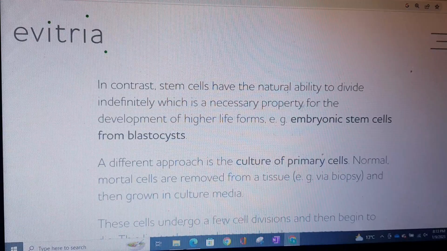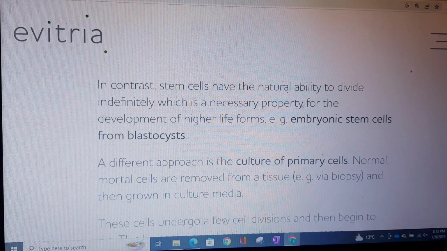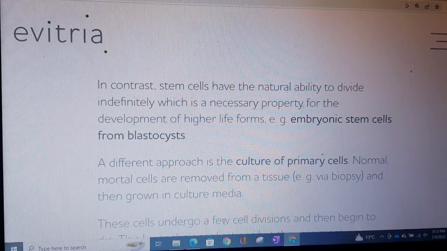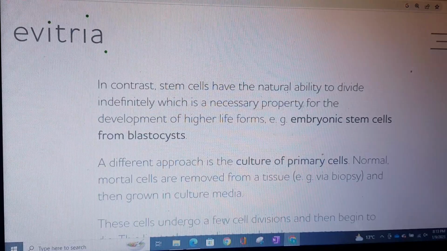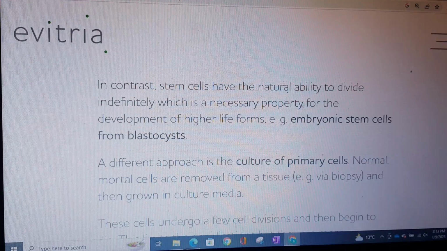Stem cells are the body's raw material, cells from which all other cells with specialized functions originate. Stem cells have the natural ability to divide indefinitely, which is a necessary property for the development of higher life forms, that is, embryonic stem cells from the blastocysts.